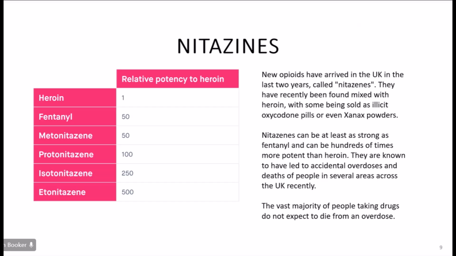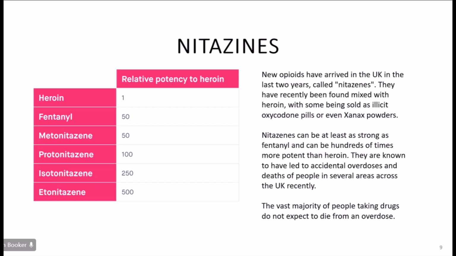Nitazines are new opioids which have arrived in the UK in the last 2 years. They have recently been found mixed with heroin, with some being sold as illicit oxycodone pills or even Xanax powders. Nitazines can be at least as strong as fentanyl and can be hundreds of times more potent than heroin. They are known to have led to accidental overdoses and deaths of people in several areas across the UK recently. The vast majority of people taking drugs do not expect to die from an overdose.